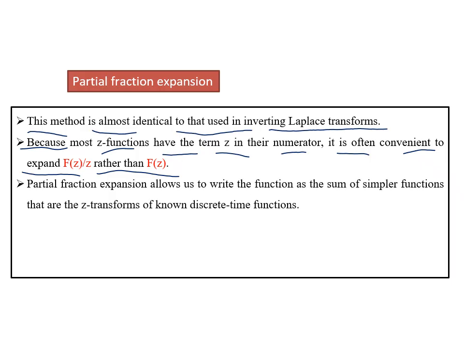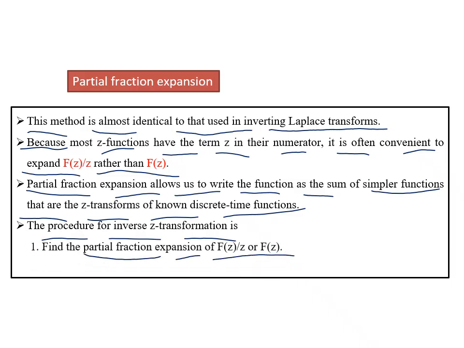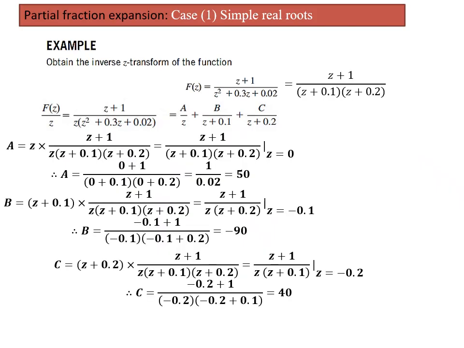Let's see an example. And before it, the partial fraction expansion allows us to write the function as the sum of simpler functions that are the z transforms of discrete time functions. The procedure for inverse z transform is first we find the partial fractions of f of z divided by z over f of z. Then we obtain the inverse f of k using the z transform table we have seen in the last lecture. Let's see an example.